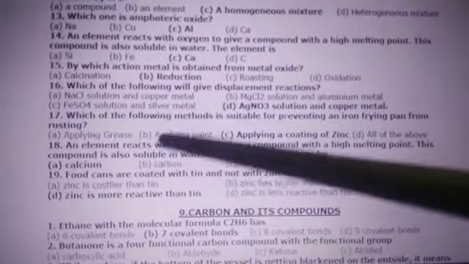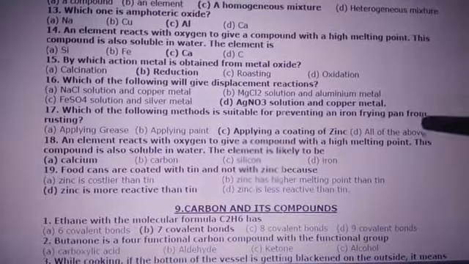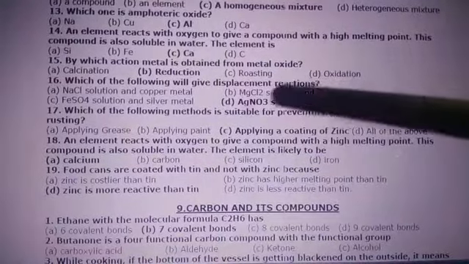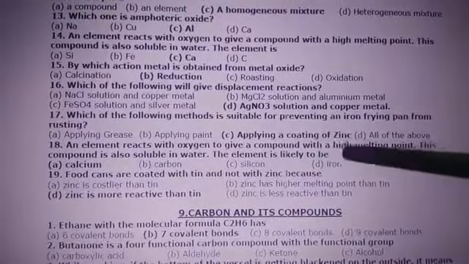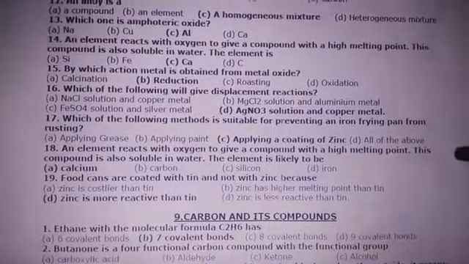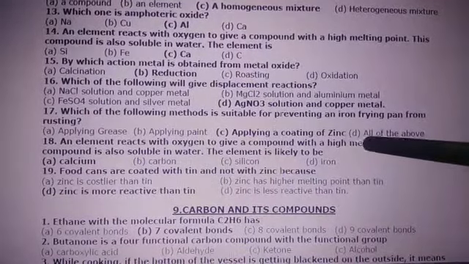17th question. Which of the following methods is suitable for preventing an iron frying pan from rusting? A, applying grease, B, applying paint, C, applying a coating of zinc, D, all of the above. The answer is C, applying a coating of zinc.